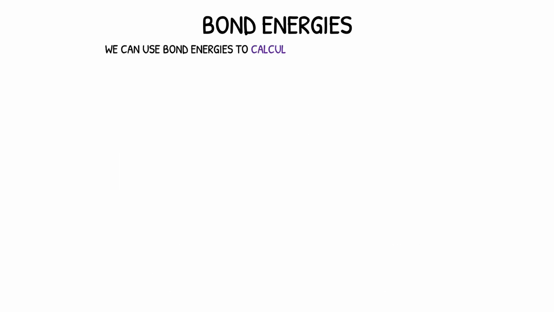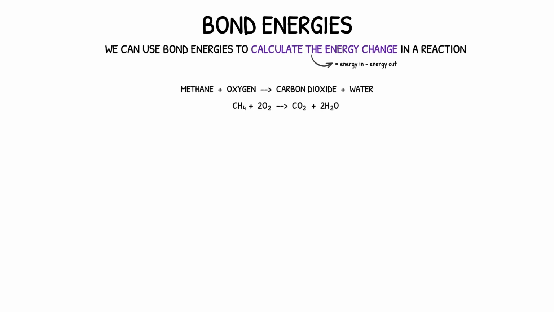We can use bond energies to calculate the energy changes in a chemical reaction and determine whether the reaction is exothermic or endothermic. To calculate the energy changes in a reaction, we must calculate how much energy is taken in, how much energy is given out, and find the difference between the two values. Let's look at the reaction between methane and oxygen, which produces carbon dioxide and water, as an example.